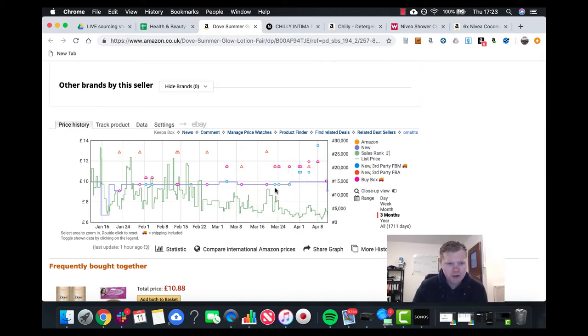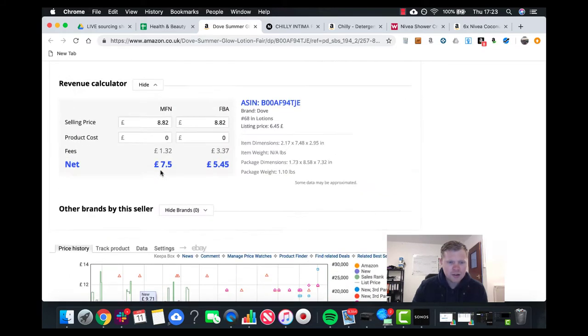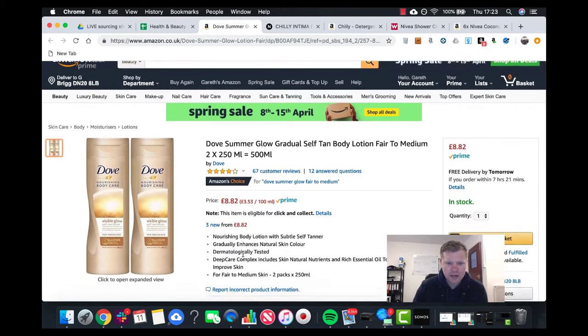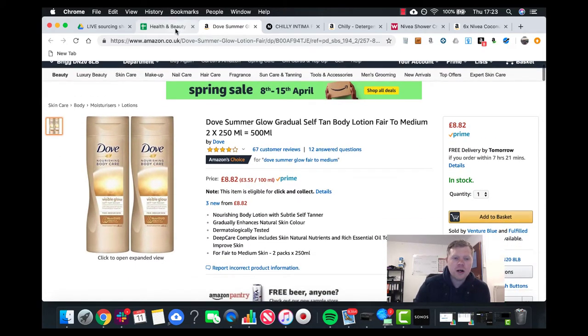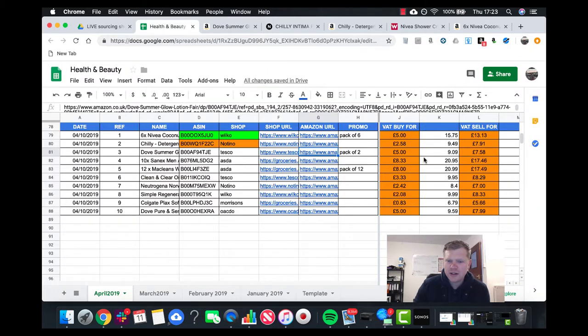That's over 3 months. Price history down to £9.71, up to £11.49, down to £10.05 recently. So there's a bit of a price... What are we at now? £8.82. Wow, okay. So what price did they have on here?